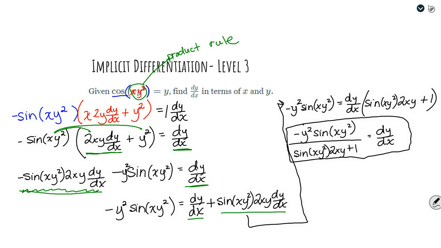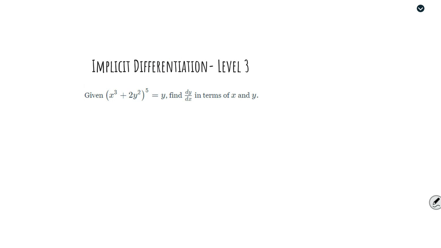All right, we've got one more of these to look at. All right, here we go. Last one. And this one, you'll be pleased to see that there's not as many differentiation rules going on.